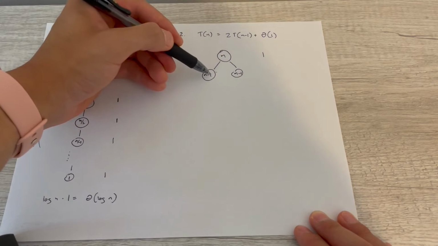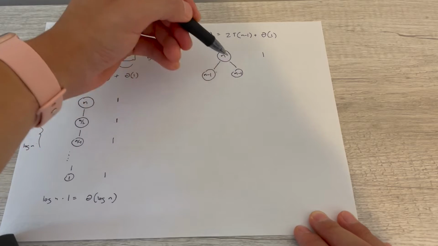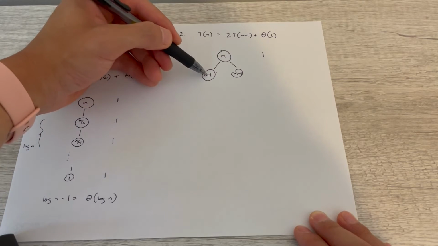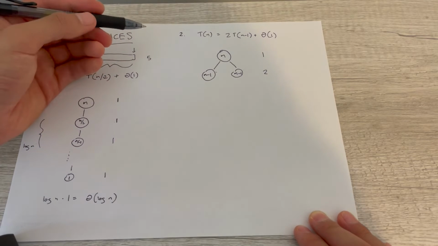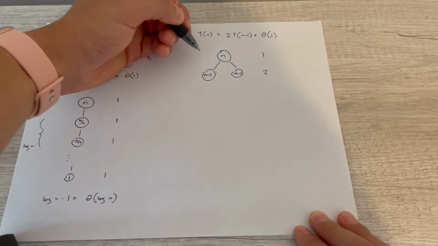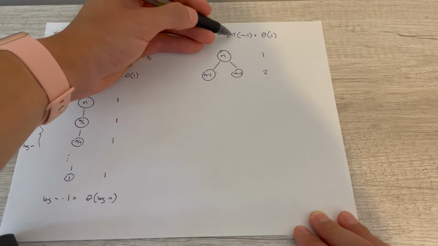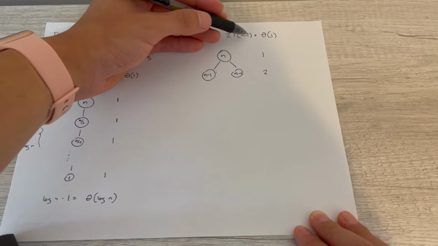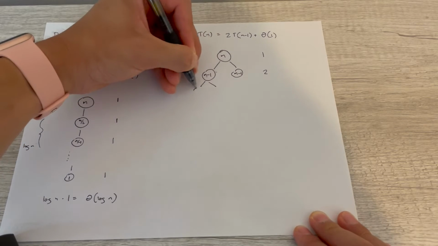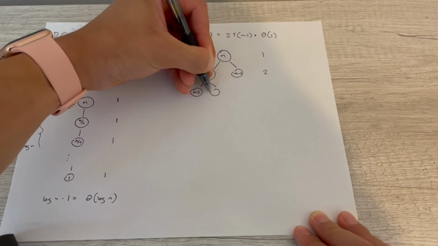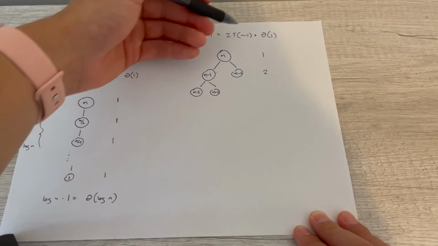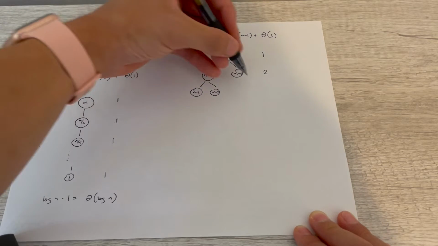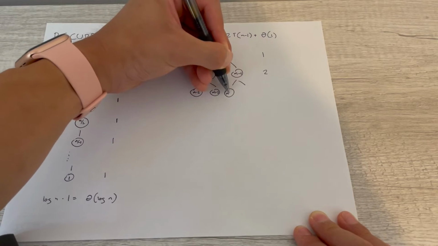And at each step here, we're doing theta of 1 work. So this is roughly 2 steps. Now for each of these, we call 2 times T of n minus 1 again. So we get n minus 2. And this is what's happening in your program. You're getting this recursion tree and calling smaller and smaller numbers.